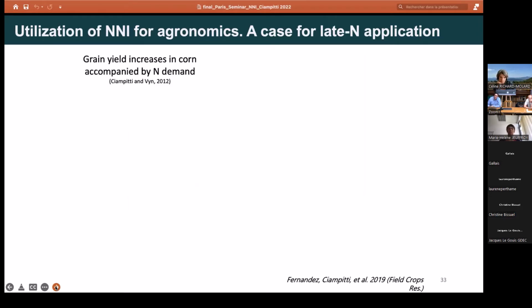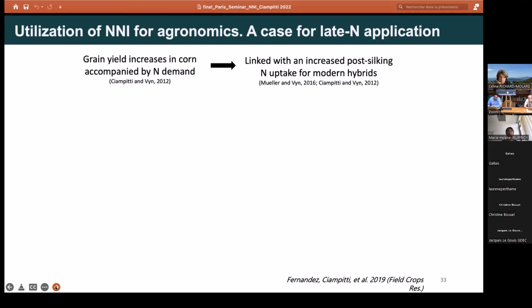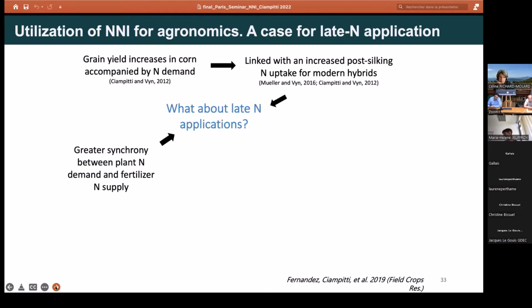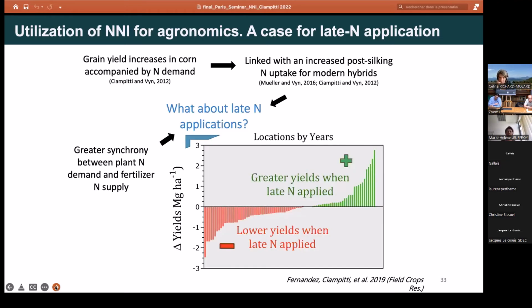The main problem is when you look at the scientific literature from 2012 to 2020, there were many studies after this review paper. And all the studies try to link post-flowering N uptake. The concept was simple. The concept was, oh, if we increase synchrony of applying nitrogen with the plant demand, we will increase efficiency.